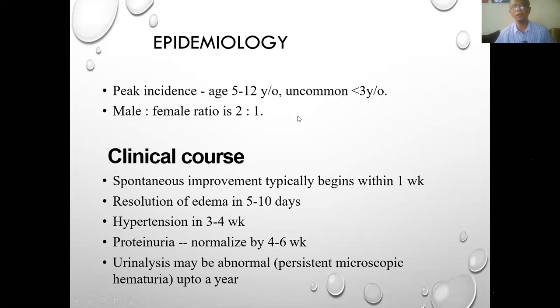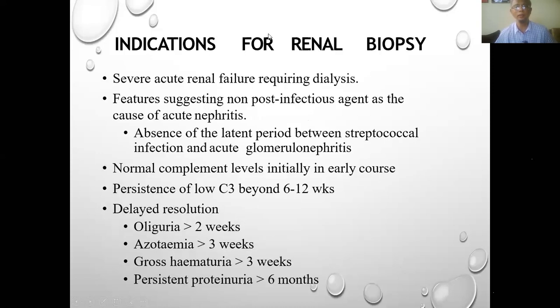So you should advise your patients, especially children, that these features may persist for up to 1 year. That is urinary abnormality, but the clinical features usually resolve quickly. Then comes when you will advise renal biopsy: severe acute renal failure requiring dialysis, and features suggesting a non-post-infectious agent as the cause of acute nephritis, that is absence of any latent period between streptococcal infection and acute glomerulonephritis.